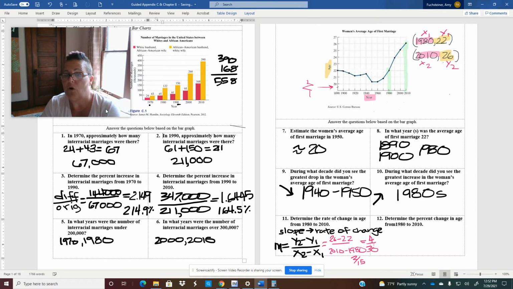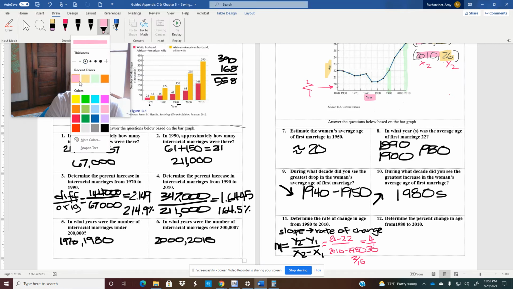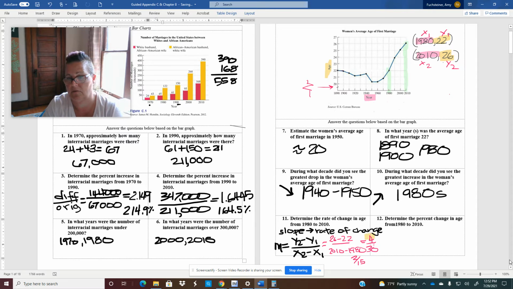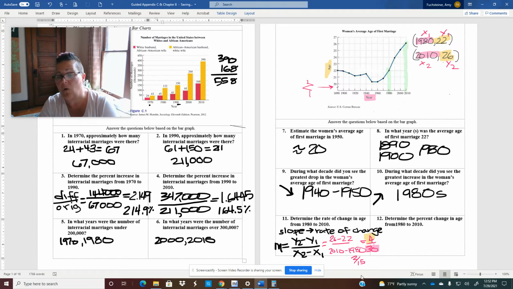Okay? So we are increasing because it's positive. The rate of change is a 4-year increase every 30 years of time, or in reduced form, 2 years increased every 15 years of time. So every 15 years, the average age of women is 2 years more.